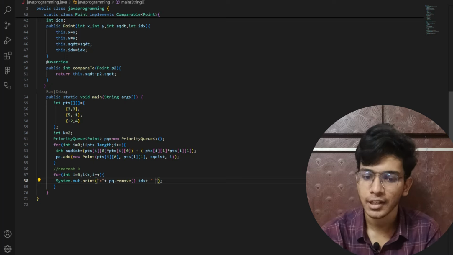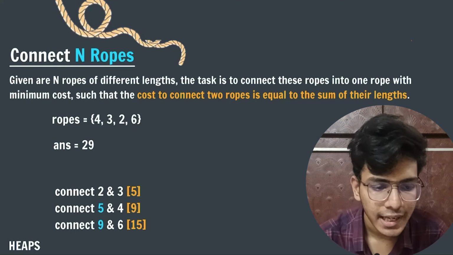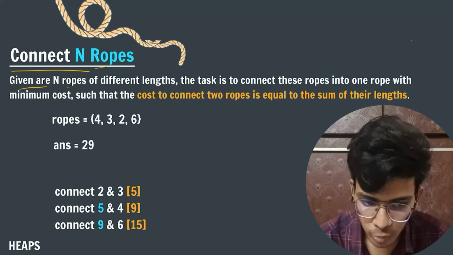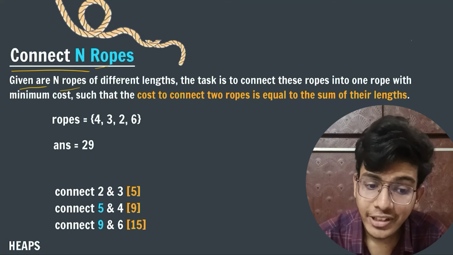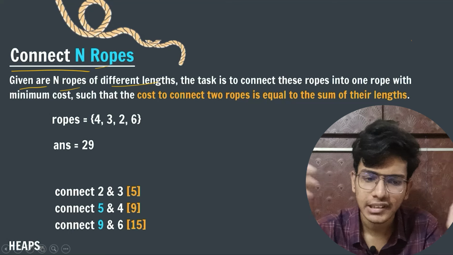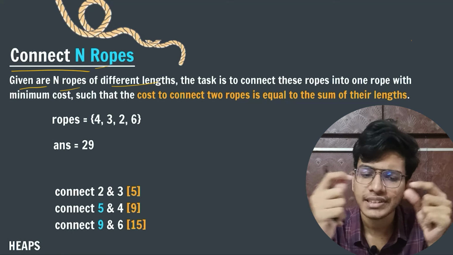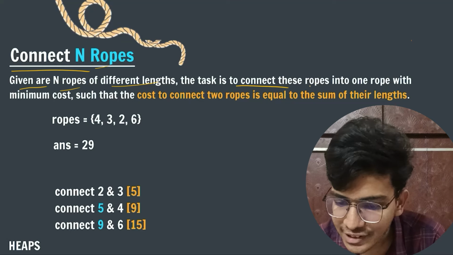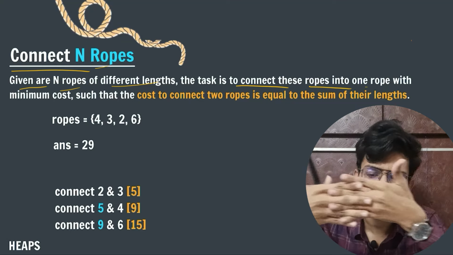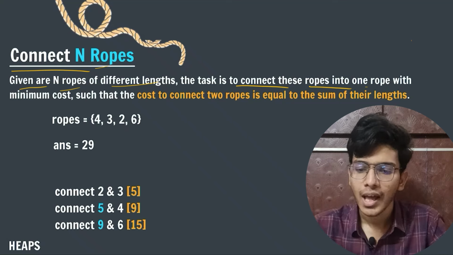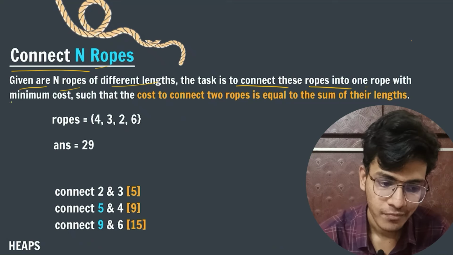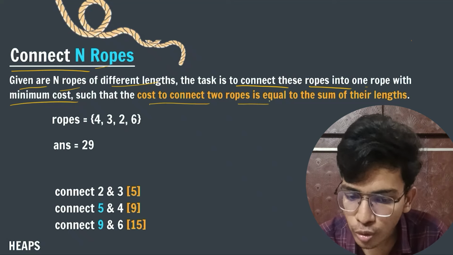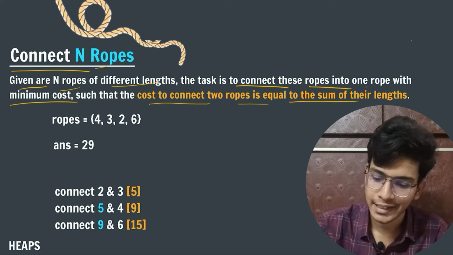Now let us talk about another question. The name of the question is we need to connect n ropes. Given n ropes, the user will give us n ropes of different lengths, let's say 10, 20. These numbers represent the length of ropes. The task is to connect these ropes into one rope with minimum cost, such that the cost to connect any two ropes is equal to the sum of their lengths.